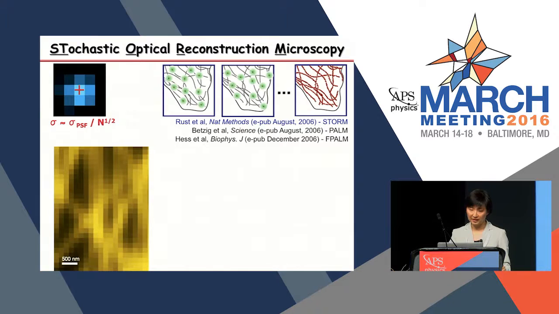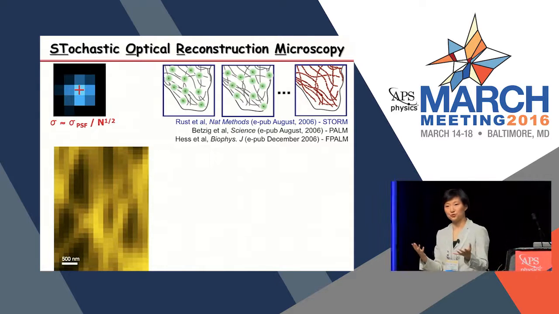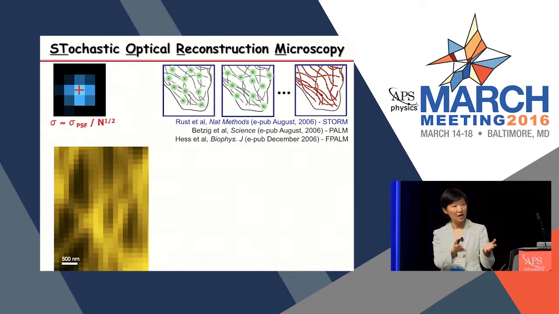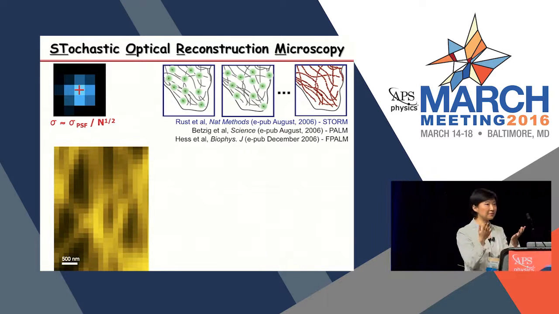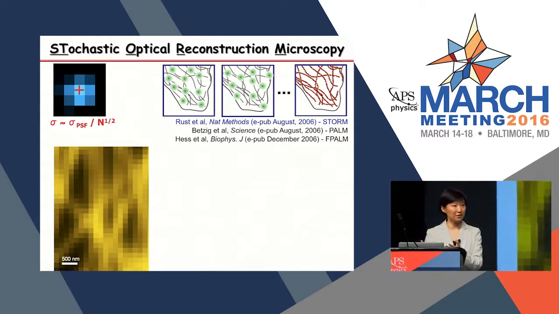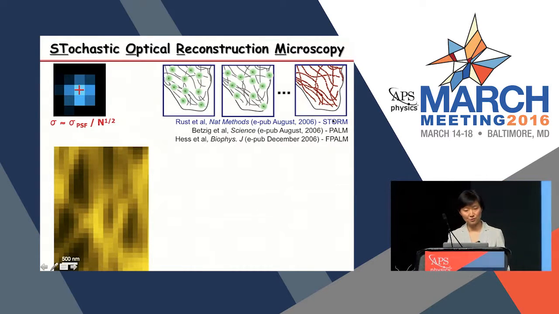So we started this because, prior to this, we discovered that some fluorescent dyes are photo-switchable. You can use light to switch them from a dark state to a fluorescent state. And if the light is weak enough, you get only a stochastic subset of them into the fluorescent state. So we call this stochastic optical reconstruction microscopy, hence the name STORM.